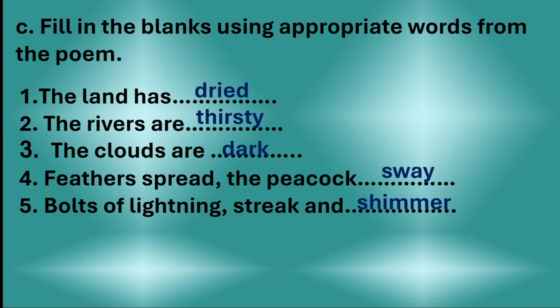Question number 2. Fill in the blanks using appropriate words from the poem. First, the land has dash dash. Answer is dried. Second, the rivers are dash dash. Answer is thirsty. Third, the clouds are dash dash.